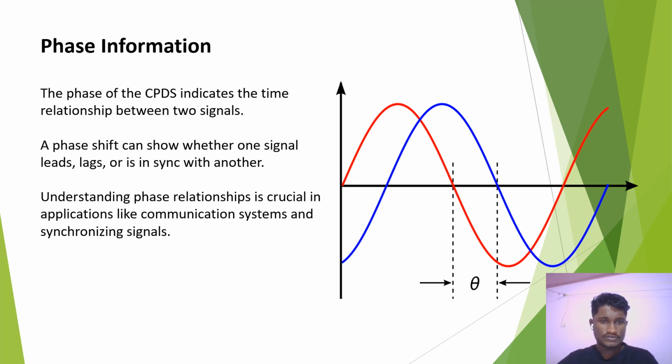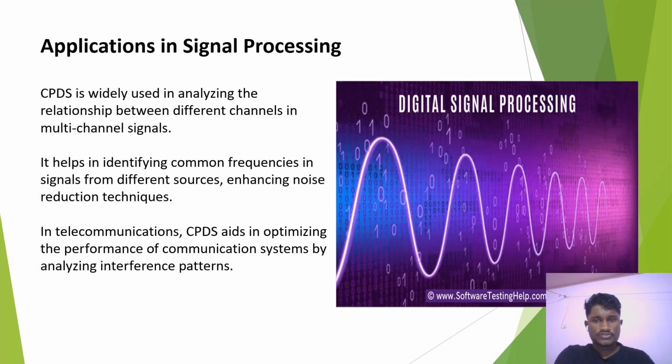For example, the phase of CPDS indicates the time relationship between two signals. You can see the red line and blue line here. These are the two signals. You can see the relation between these two lines. The phase shift can show whether one signal leads, lags, or is in sync with another. Understanding phase relationship is crucial in applications like communication systems and synchronization. Coming to the applications in signal processing, you can see many digital signal processing examples over here.